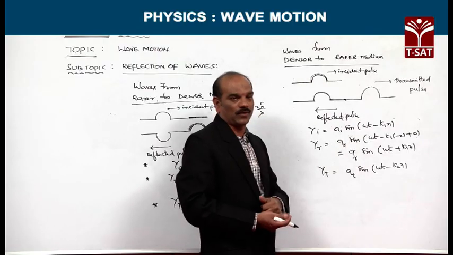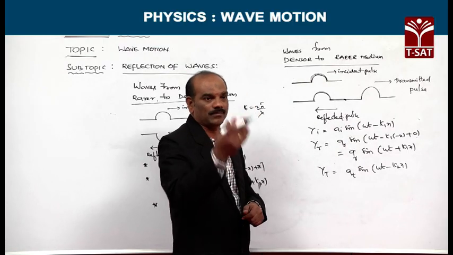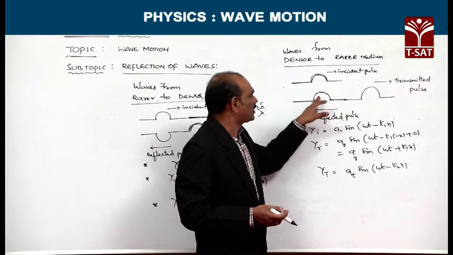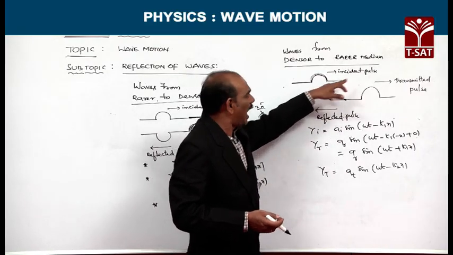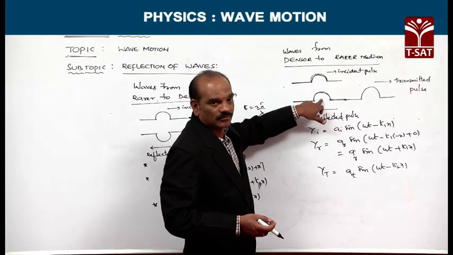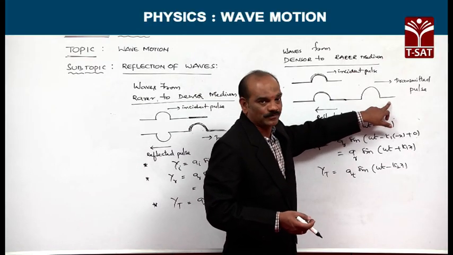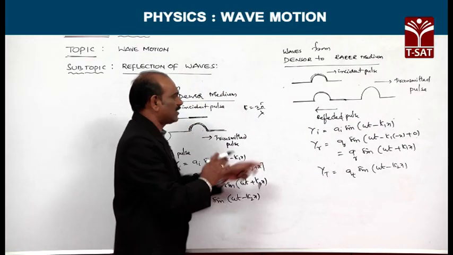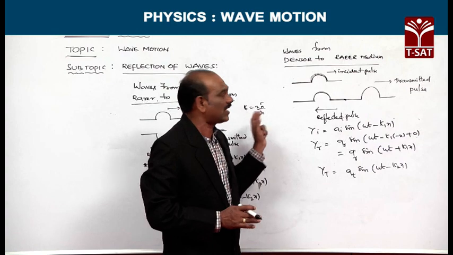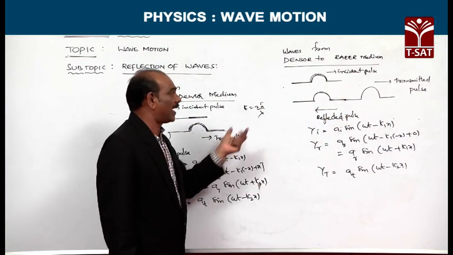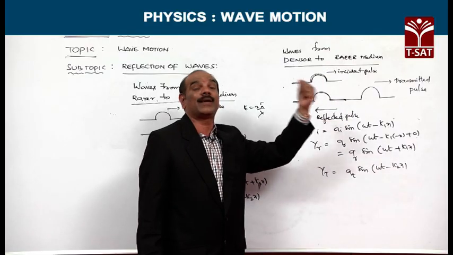Now let us see when this wave pulse is propagating from a denser to a rarer medium. In this case, this is the incident pulse. After reflection, what happens here? This is the denser medium and this is the rarer medium. If you look at the figure clearly, in both cases the transmitted pulse is never inverted, but the reflected pulse may be inverted.